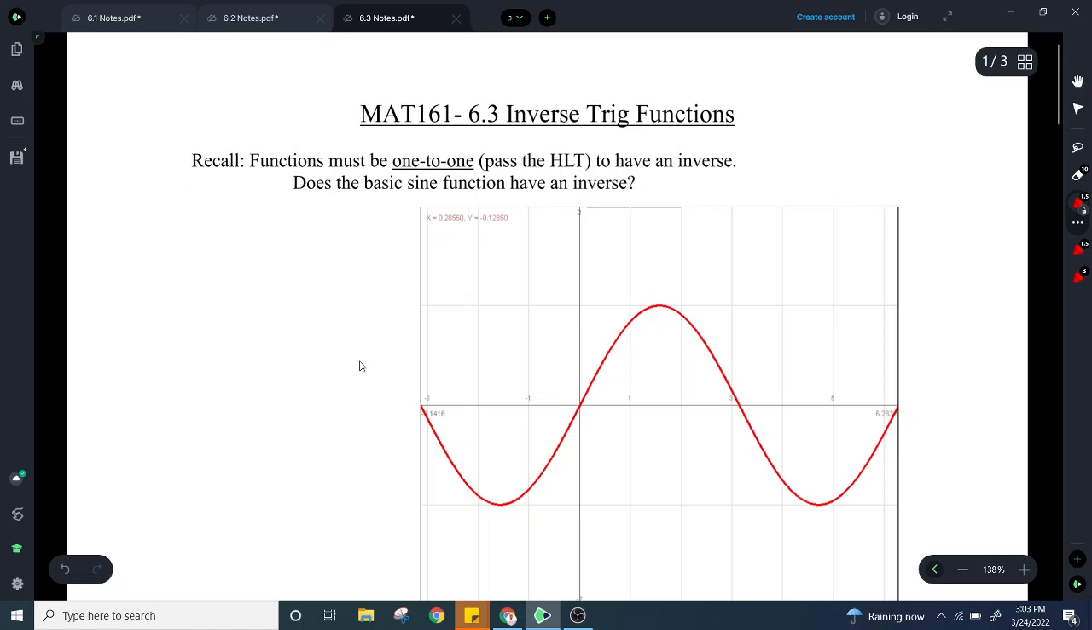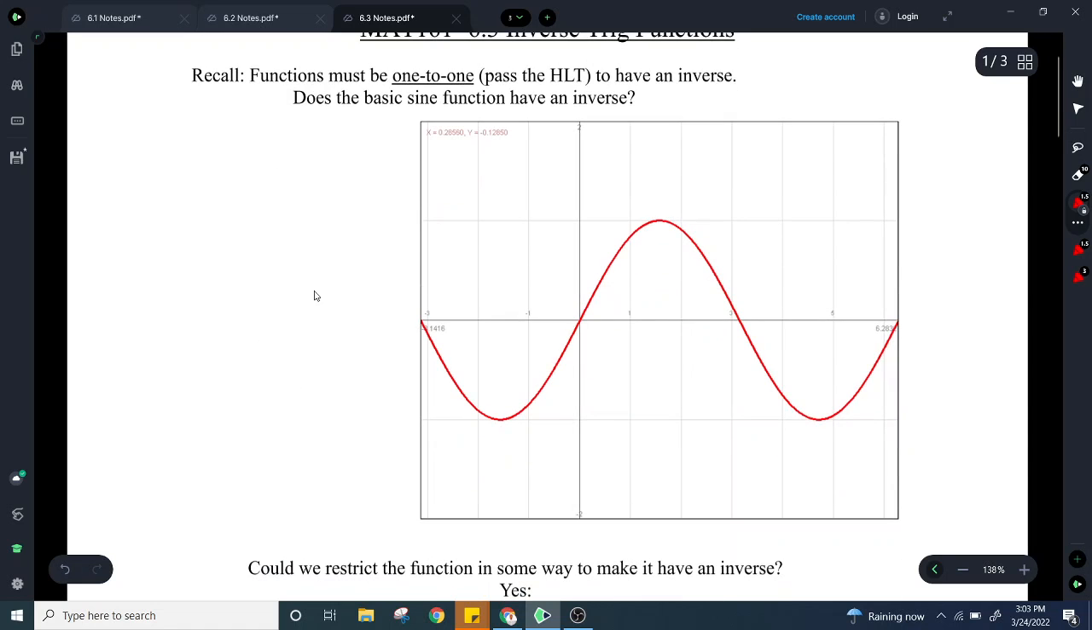One thing that was really important in order for a function to have an inverse in the first place was that it had to be what we called one-to-one. And the way we tested to see if a function was one-to-one is we used what was called the horizontal line test. So remember, the horizontal line test says that if we were to draw a horizontal line through the function, if it hits the graph at more than one location, then it fails this horizontal line test.